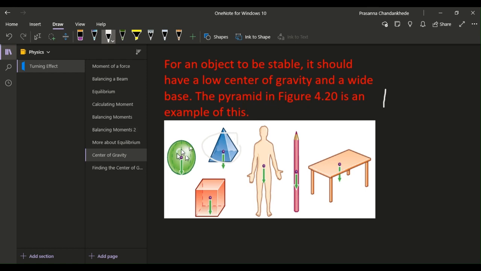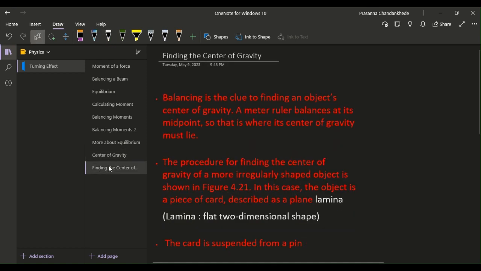So the center of gravity for this watermelon or ball is here. For this cube is here. For our human body, it's in the middle. For a pencil will be here and a table will be here. So this point is where the weight is most concentrated.